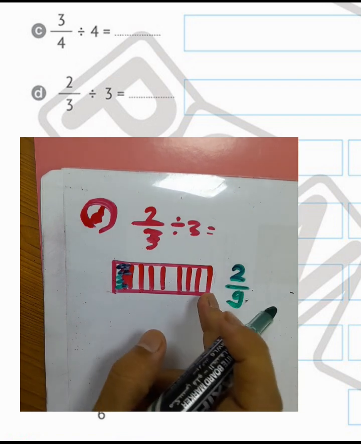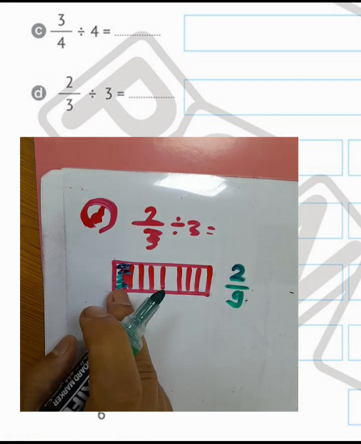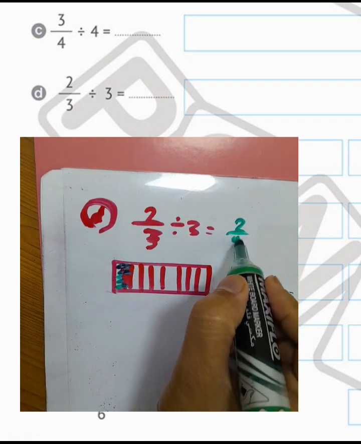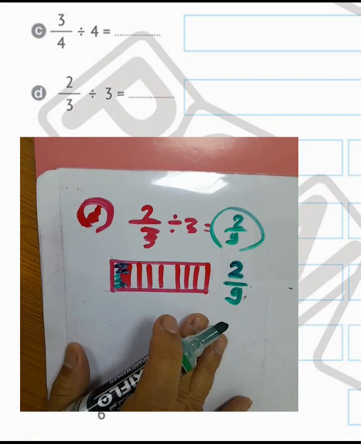We have 9 parts. 3 plus 3 is 6, 6 plus 3 equals 9. Then the result will be 2 over 9. Okay, it's a very easy method.